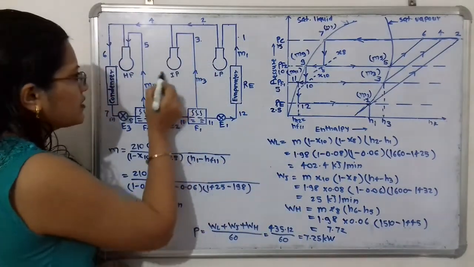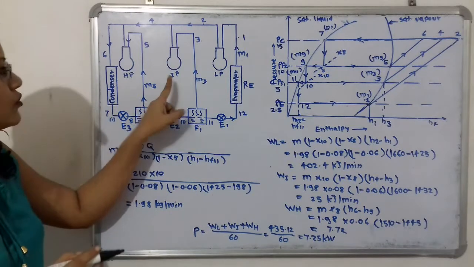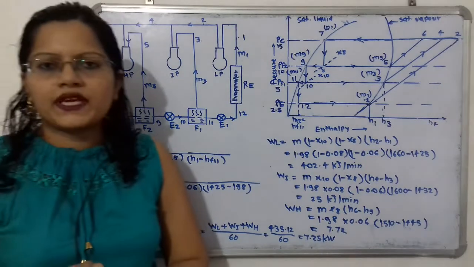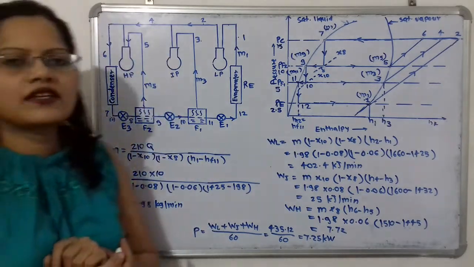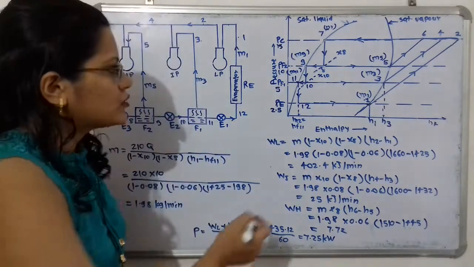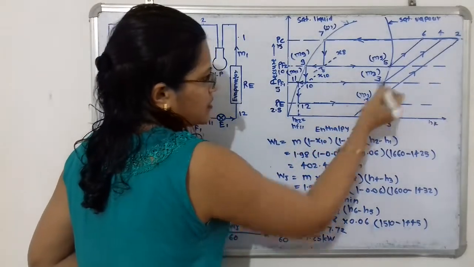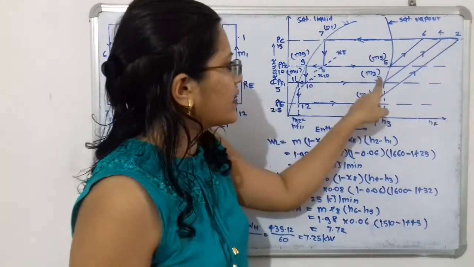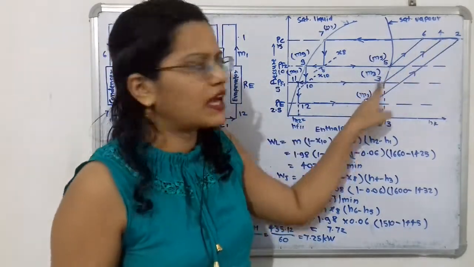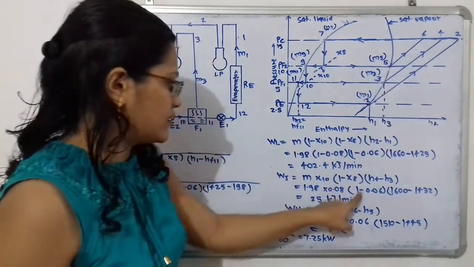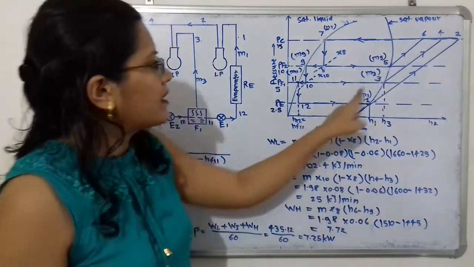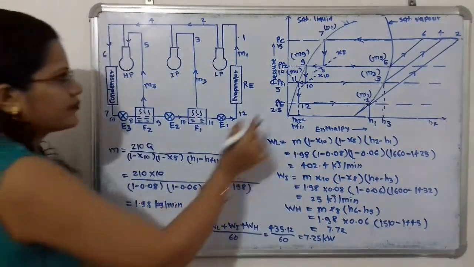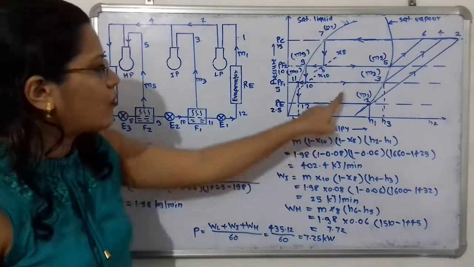Now what is the work done at the intermediate pressure? If we observe, mass M3 is passing for compression towards the intermediate pressure compressor. So here is the mass M3 at point 3, and here is the compression 3 to 4. So we have to take M3 multiplied by the change in enthalpy, that is H4 minus H3. But how to calculate this mass at point 3? We have this mass M.